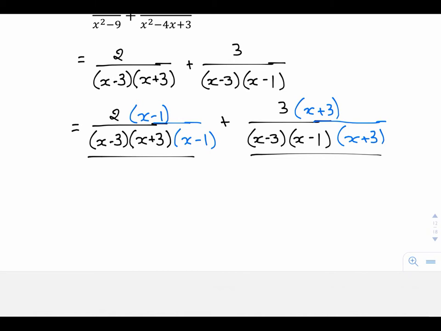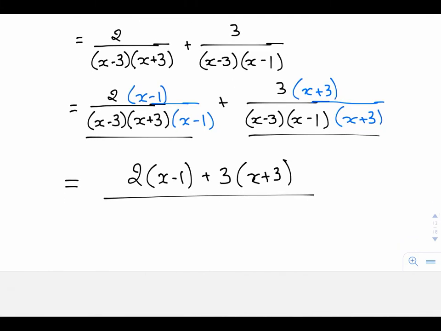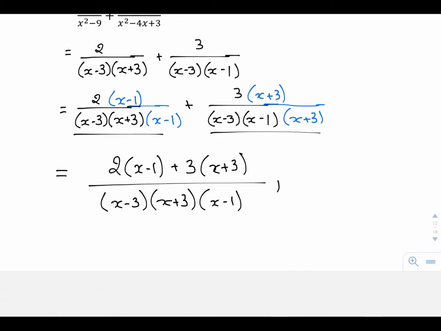And we can combine our numerators together. So our line here is going to be 2 times x minus 1, close bracket, plus 3 times x plus 3, close bracket, all over our common denominator. So x minus 3, x plus 3, and x minus 1. At this point, I may as well just indicate my restrictions. So x can't be +3 from here, x can't be -3 from here, and x cannot be 1. So x cannot be 1 and plus or minus 3.